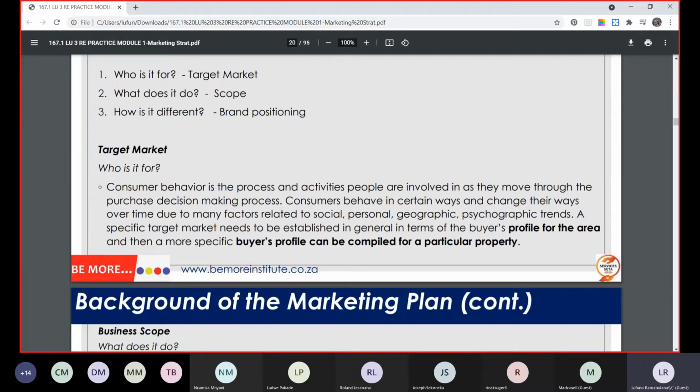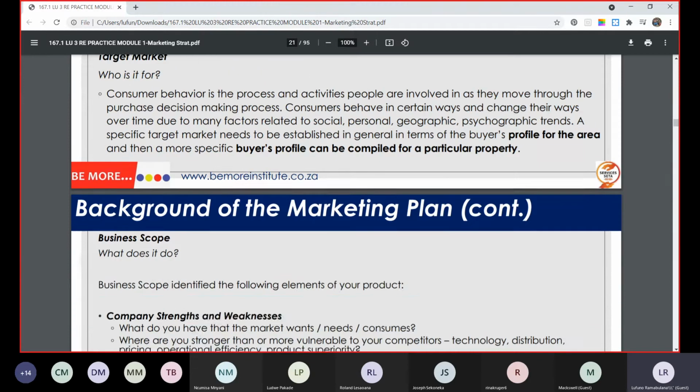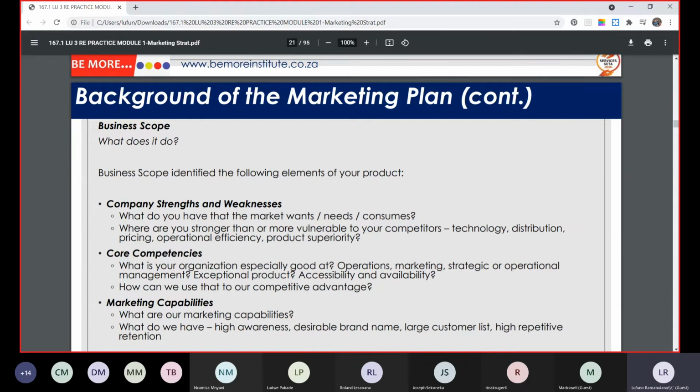So your target market, we all understand. Consumer behavior is the process and activities people are involved in as they move through the purchasing decision. So before somebody decides they are going to purchase a particular product, they go through a particular decision process. Consumers behave in a certain way and they change their ways over time due to many factors related to your social, personal, geographic and psychographic trends. A specific target market needs to be established in general in terms of the buyer's profile for the particular area. And then a more specific buyer's profile can be compiled for a particular property. So there could be just a profile based on the area, and we can be more specific looking at a particular property.